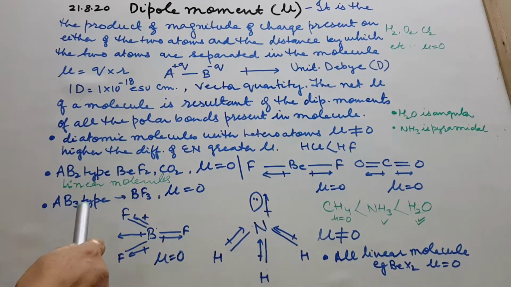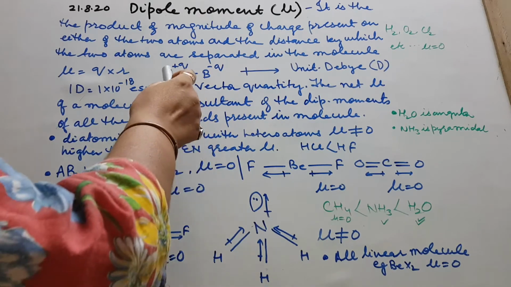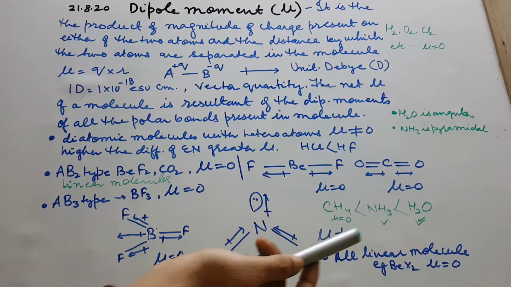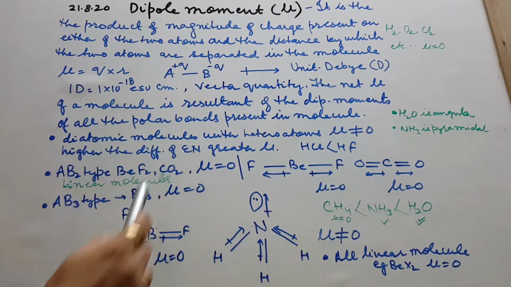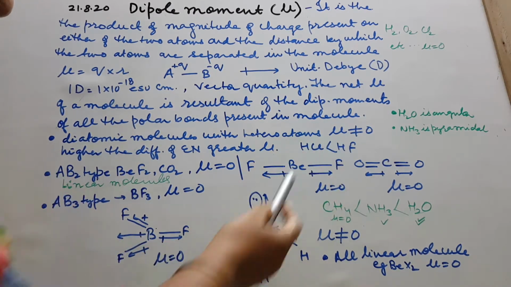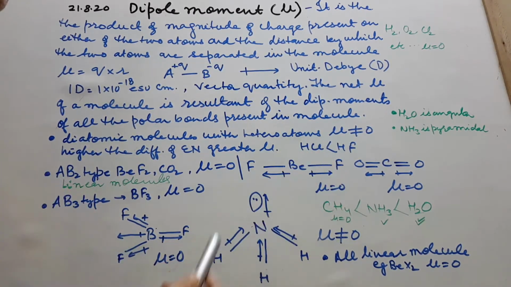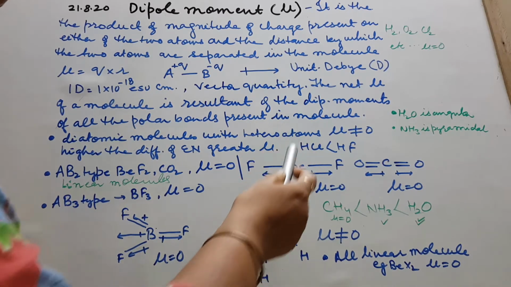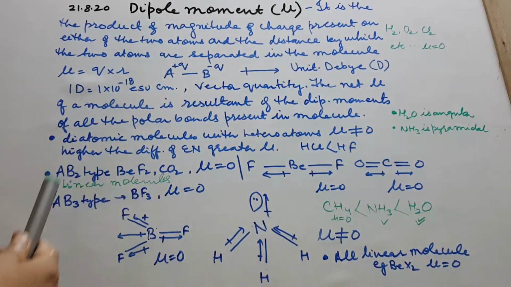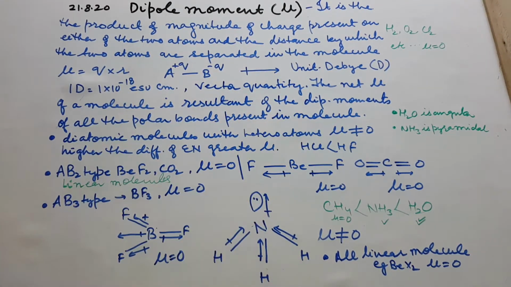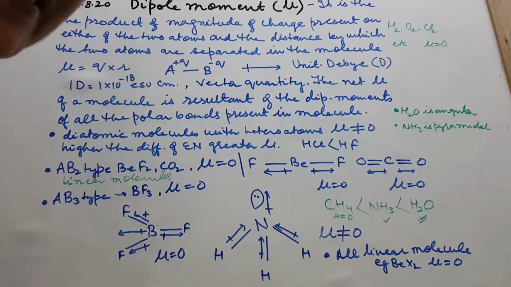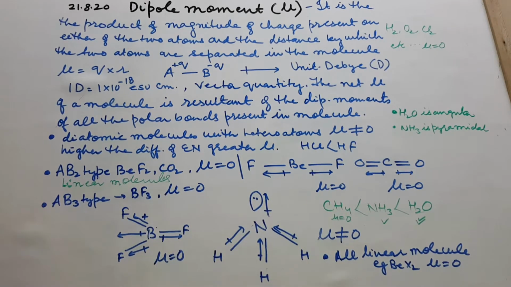Suppose these atoms were AB: HCl, HBr, HI, HF, whatever. The higher the difference of electronegativity, the greater will be the mu. Suppose I have HCl and HF. HF will have the greater value of dipole moment than HCl. So top will be HF, then HCl, then HBr, then HI. So likewise, you can have an idea about the dipole moment. Frankly speaking, we just have to have an idea, children. We don't have to go for the exact values.